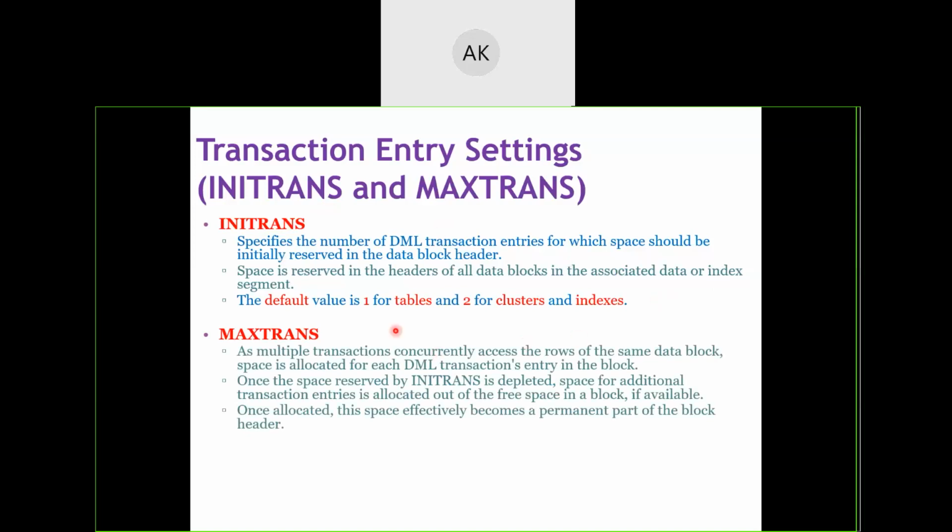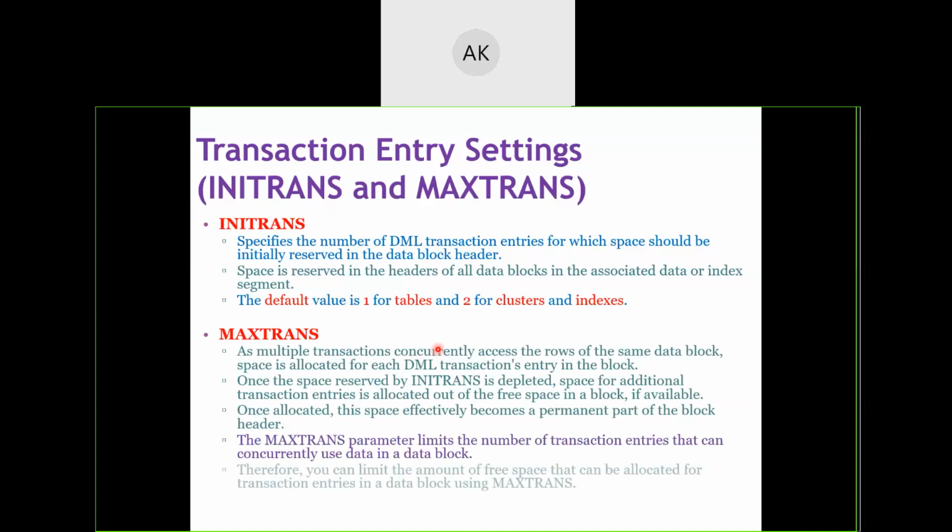Okay, concurrent access, which we mean by, okay, so the max trans parameter limits the number of transaction entries that can concurrently use data in the data block. Simple terms. So its default value, the maximum number of transactions which can be performed on a data block, depends on the operating system. Simple terms: if your operating system is capable enough of performing multitasking, then more transactions can happen.